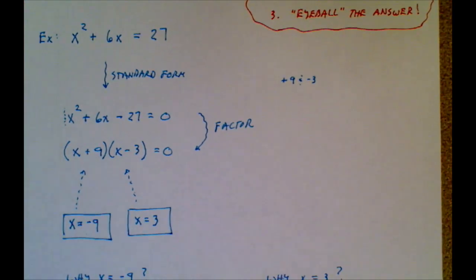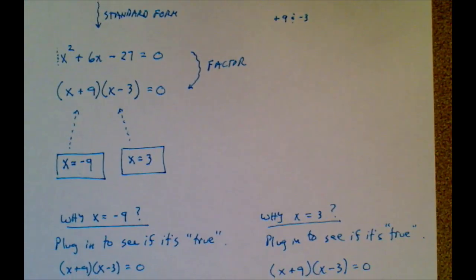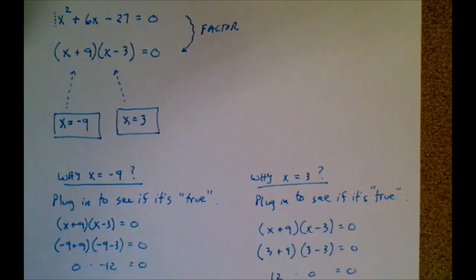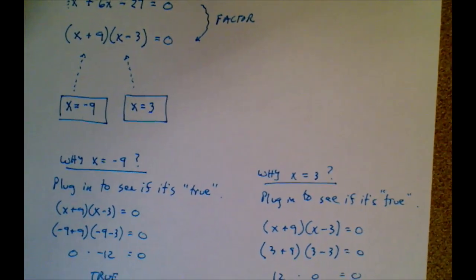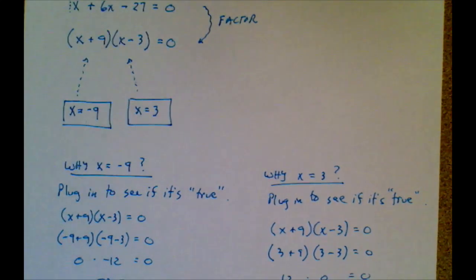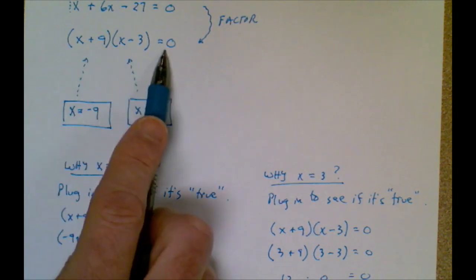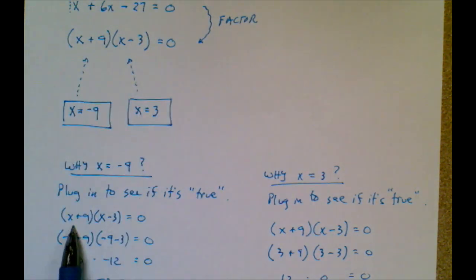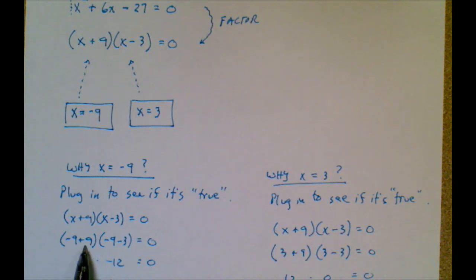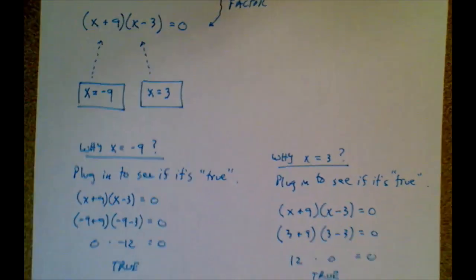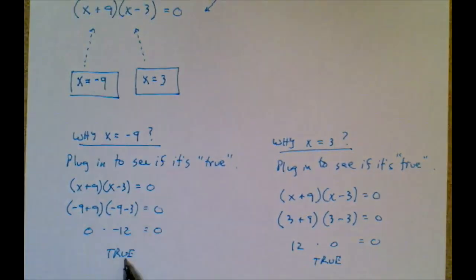By the way, if you're wondering why x equals negative 9 and x equals 3 work in that equation, why are they answers? Here's how you can look at that. If I'm doubting negative 9 works, go ahead and plug it in to this factored form. I would get a negative 9 in place of x, a negative 9 in place of x. And what I get is a 0 times a negative 12, which is 0, which means negative 9 made it true. That means negative 9 is an answer.